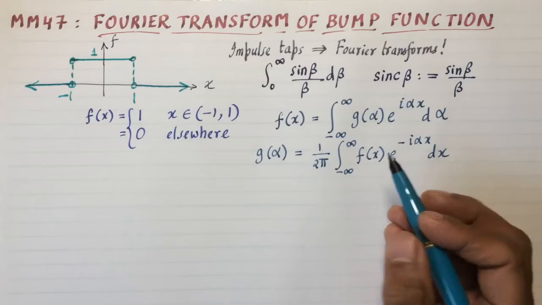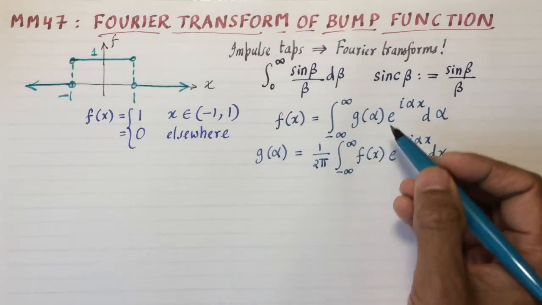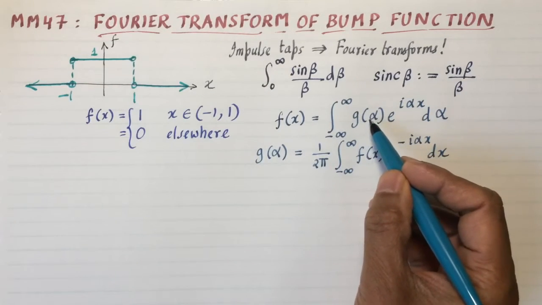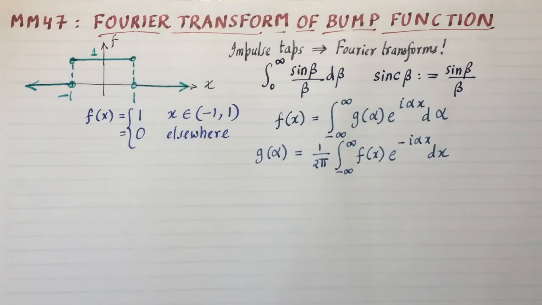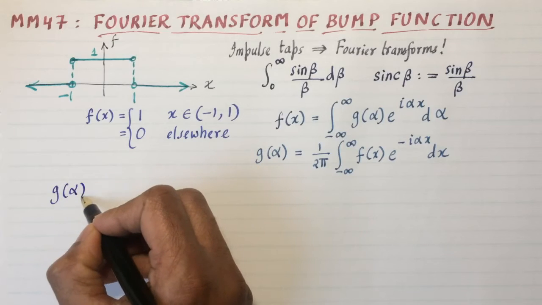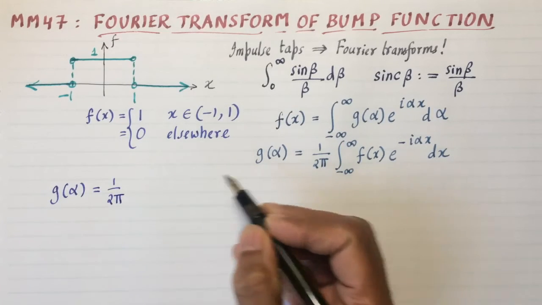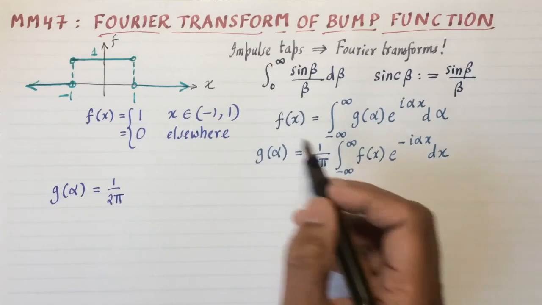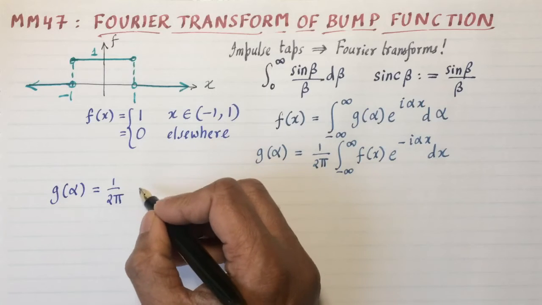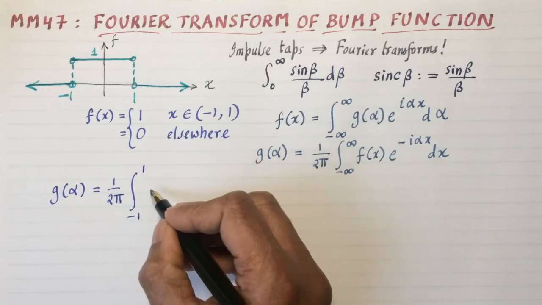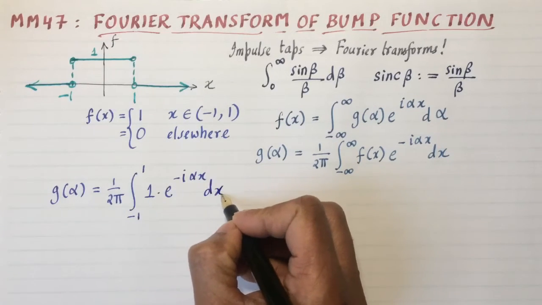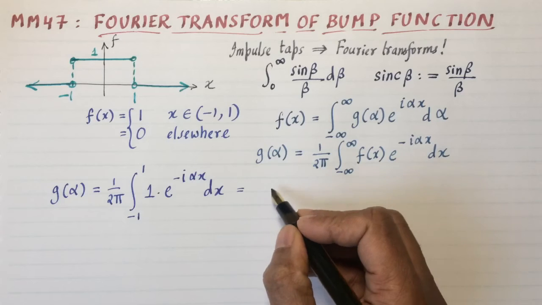Let us find what g of alpha is, because g of alpha will help us find what f of x is. F of x requires us to find g of alpha first. So g of alpha is the first integral that we need to find. Let's work on that. G of alpha is 1 over 2 pi. This function is really easy because it's just got the value 1 when it's not 0. And it's only not 0 from -1 to 1. So the integral simply reduces to -1 to 1, 1 times e to the minus i alpha x dx. That's an integral that can be evaluated very easily.